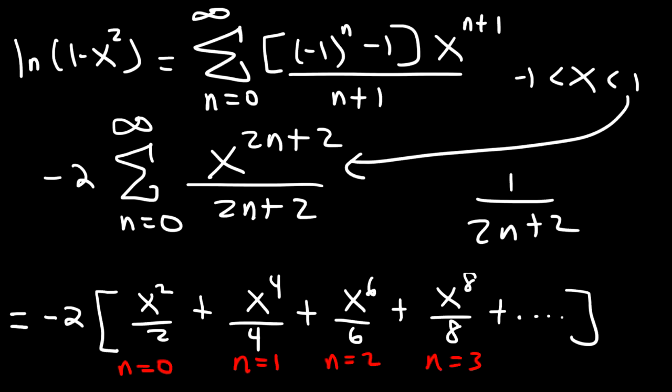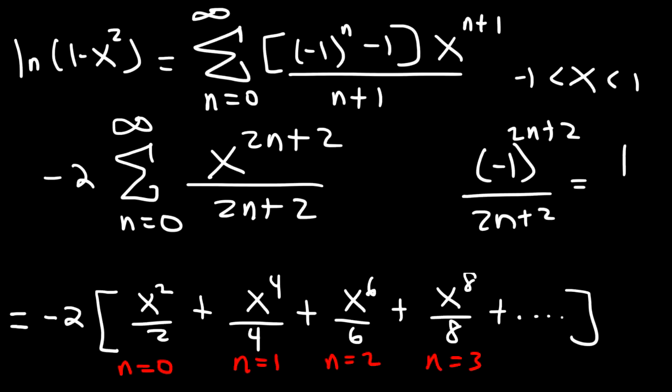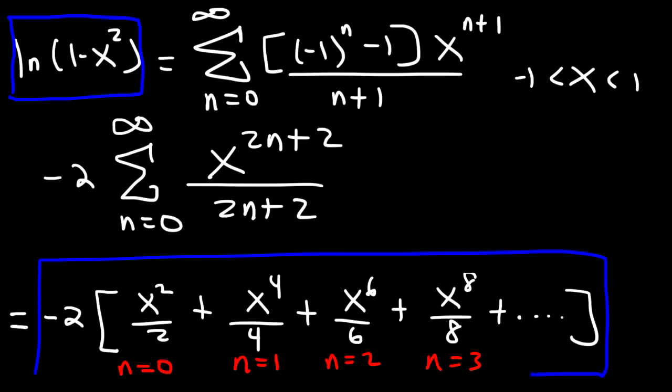And if you plug in negative 1, you're going to get negative 1 to the 2n plus 2 over 2n plus 2. Now, negative 1 to the 2n is the same as positive 1, and negative 1 squared is also positive 1. So this will be the same. Using the integral test, that's going to diverge. Therefore, this function can be represented by this series only in this domain.